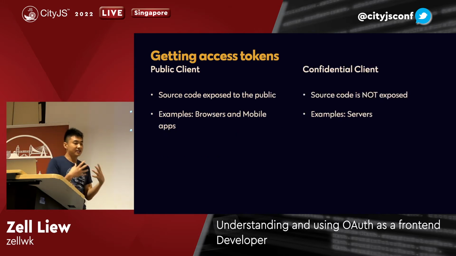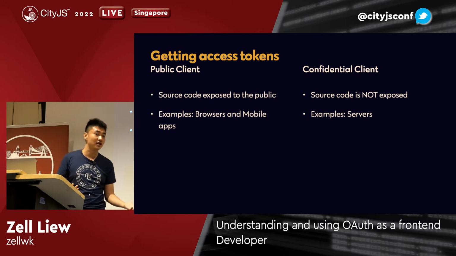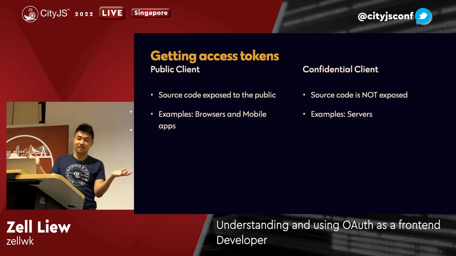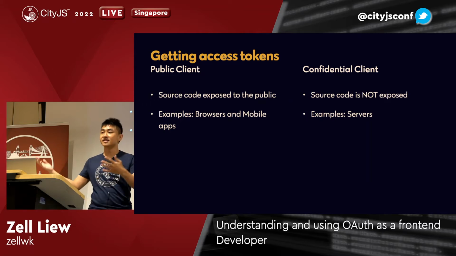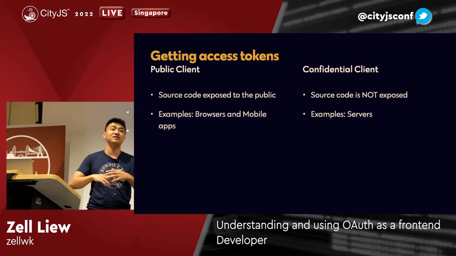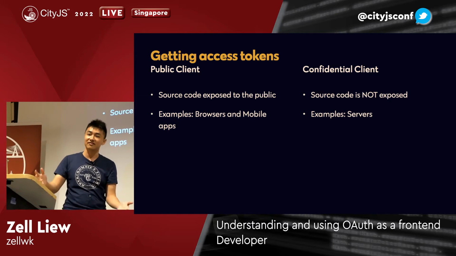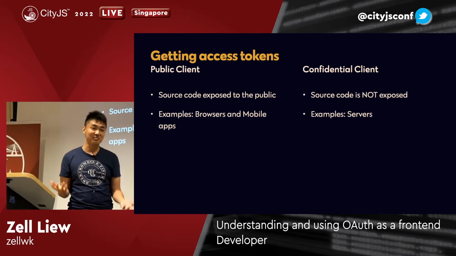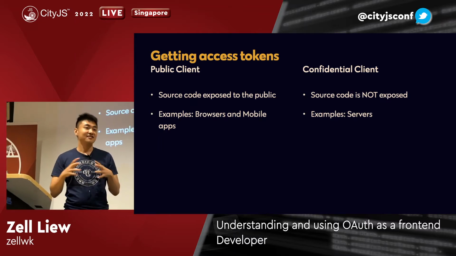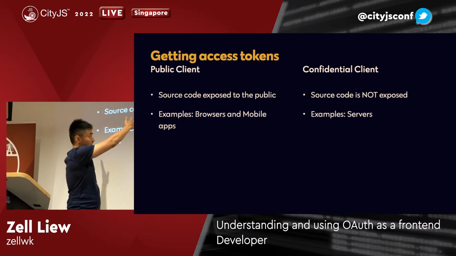So the next thing you also have to understand when you do authentication is the difference between a public client and a confidential client. A public client is one where your source code will be exposed to the public. So HTML, CSS, JavaScript on the front end, it will definitely be exposed. Do not ever put your passwords there because they will be stolen and people do bad things with it, right? So that's what falls under public client.